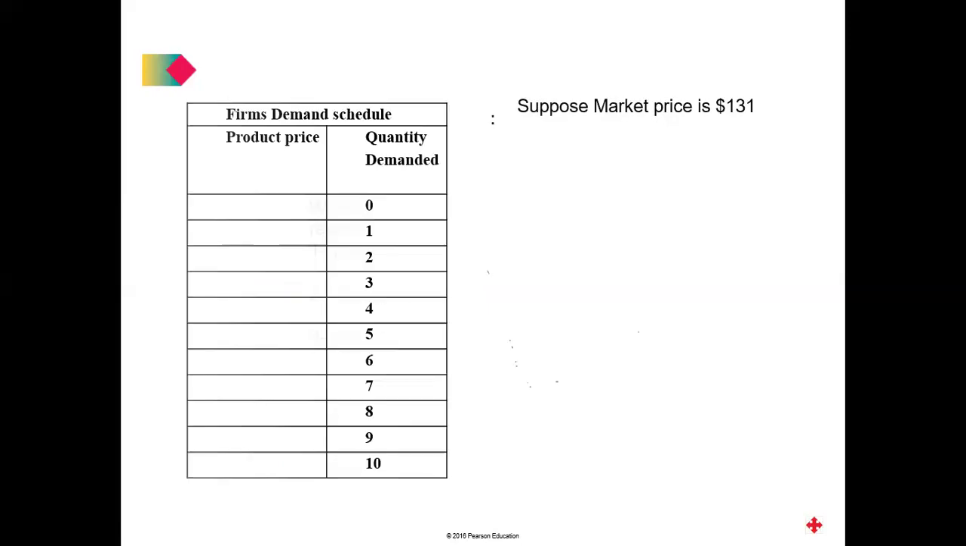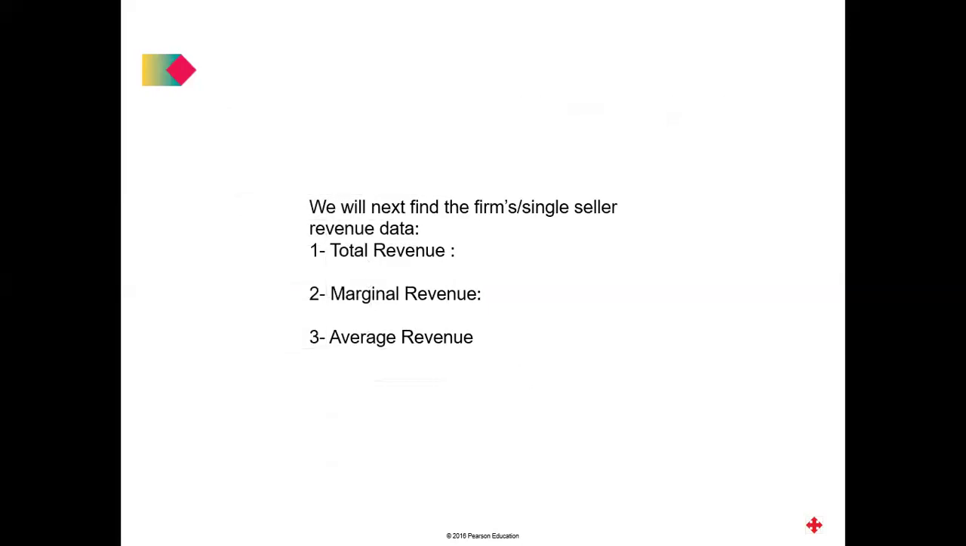So our next task is to construct a revenue data for the single seller. We have got three measures of revenue. Number one is the total revenue. Total revenue is price multiplied by quantity sold. Quantity sold is the units of a product that is sold by the seller, and price is the price of the product. So this will give us the total revenue of the single seller.